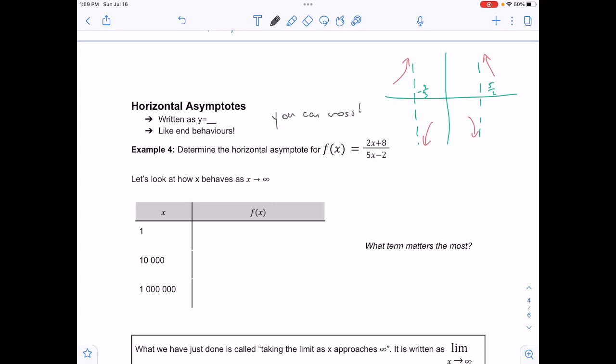Vertical asymptotes you can't cross. You can only get really close. Horizontal asymptotes you absolutely can cross. We use them because they're helpful for drawing.